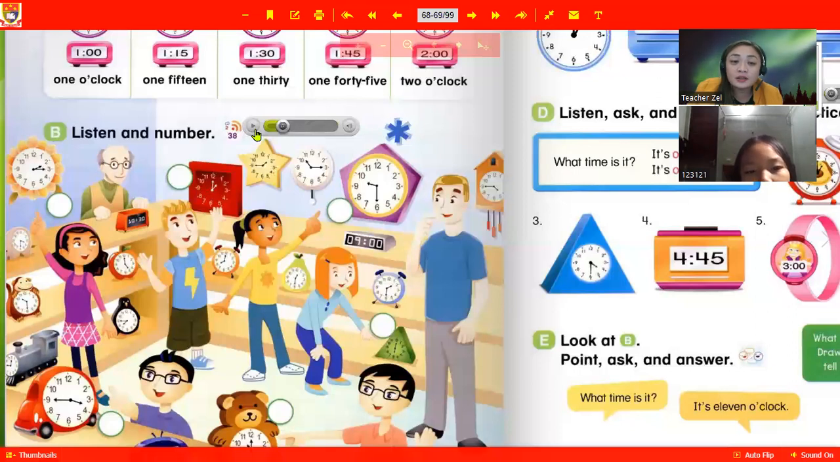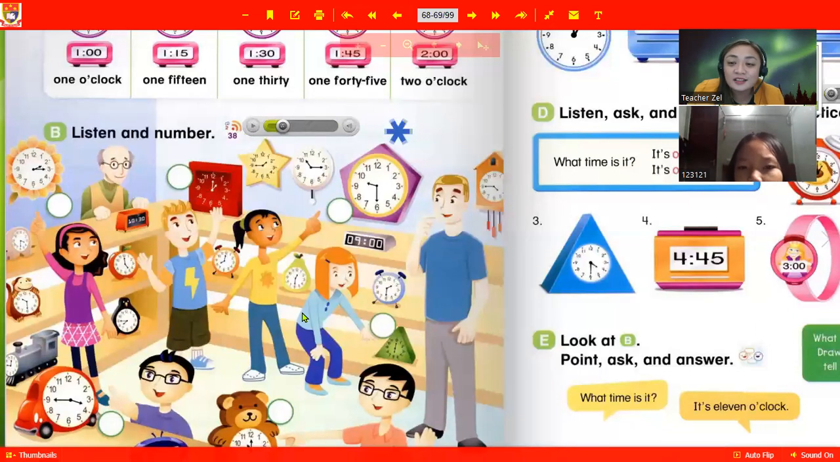So this one, And okay, listen carefully, okay? and number one. Let's play a game. 1 o'clock. It's this clock. It's a red clock. All right.